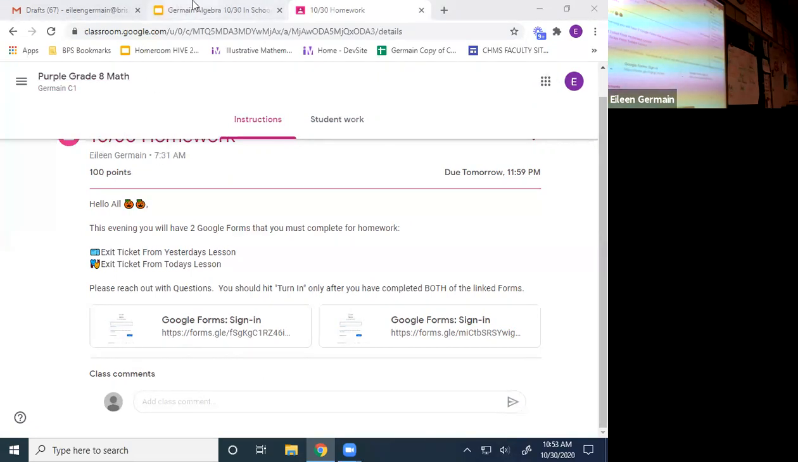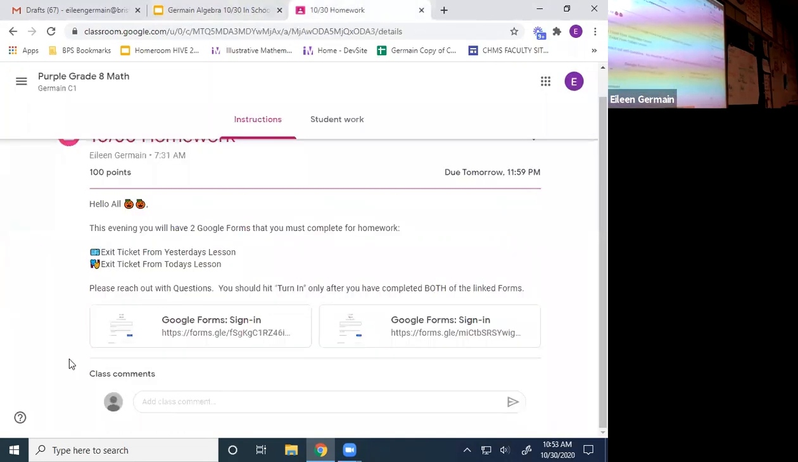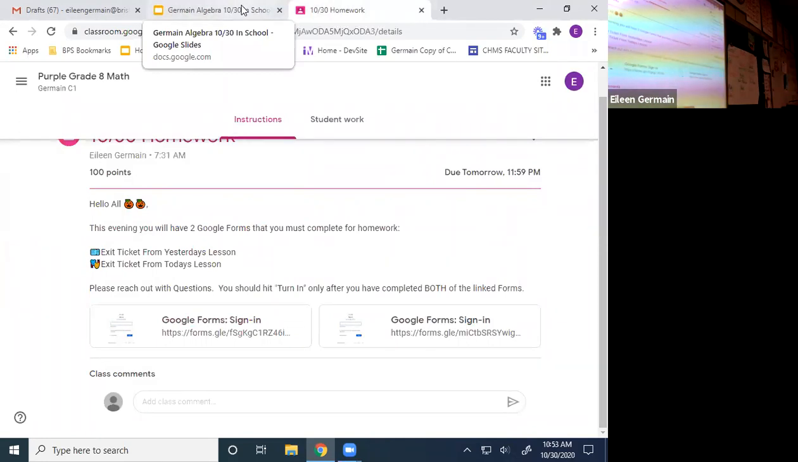You have the last 10 minutes of class to solve these, and I want you to get them solved. Take some time to finish them if you don't finish them, and then do the homework assignment with the 2 Google Forms. If anyone has questions, throw it in the chat. People in here, I want you to get started, and I want you to write down the homework if you're going to forget.